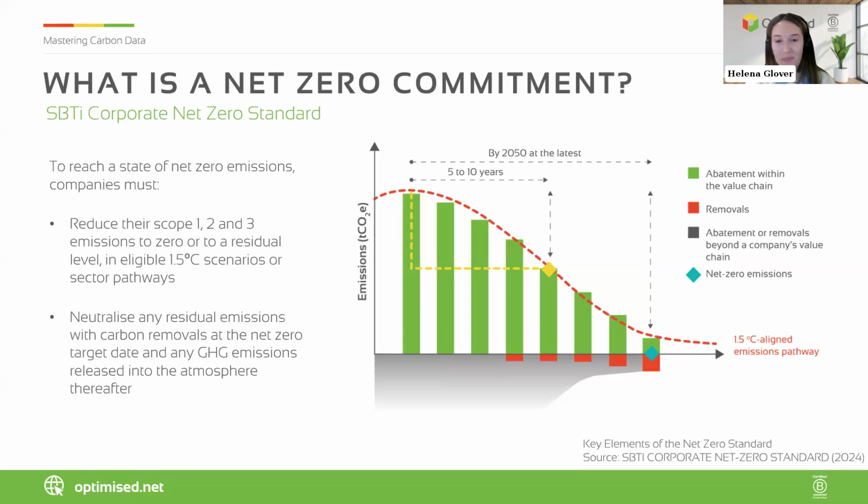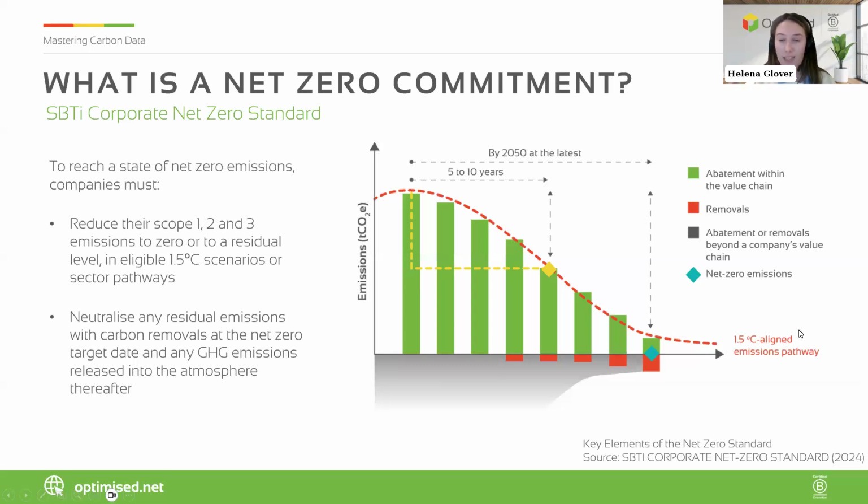So what does that mean? It means you can't just focus on your scope 1 and 2 emissions. You do need to account for your scope 3 emissions, and you need to reduce those at a rate that is consistent with limiting global warming to 1.5 degrees above pre-industrial temperatures. And you can see that in the graph there on the right, indicated by the red dotted line. That's the rate that you need to decarbonize. And you're looking at about halving your emissions more or less by your near-term target. So that's the yellow line.